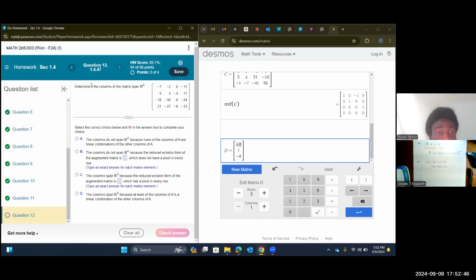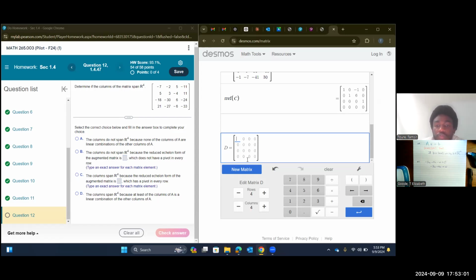Determine if the columns of the matrix span R4. So I need to do a linear reduction, or is that what it's called? Yeah, a row reduction using elementary row operations. Yeah, row reduction. You can call it linear reduction. I know what you're talking about.